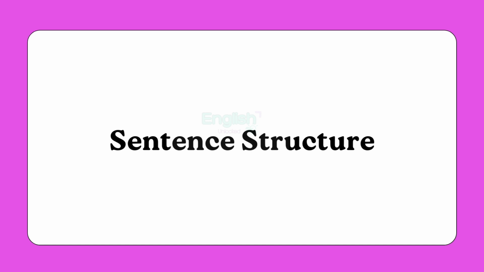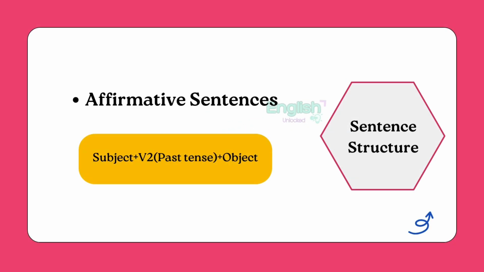First, let's see how we can structure an affirmative sentence. You should start with the subject, followed by the past form of the verb, then the object. Since the tense is simple past tense, you should use the past form of the verb.